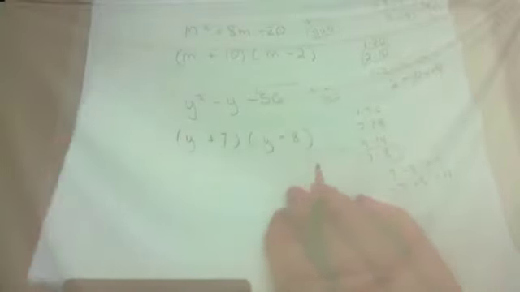Let's see. Let's try this one. Page. We have x squared plus 13x minus 48. Why don't you pause this for a moment and try it on your own.